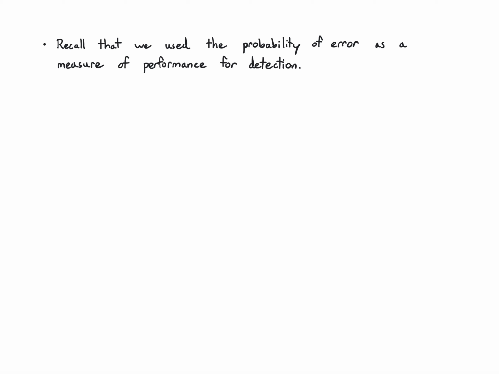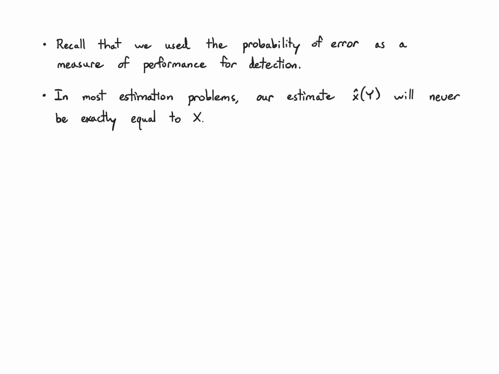Okay, so recall that we were using before the probability of error as a measure of performance. That's what we use in detection, whether you're right or wrong. The problem is in most estimation contexts, our estimate x hat will never be exactly equal to the true value of x. So in these cases, the probability of error is always going to be 1 because we're never equal to the true value.